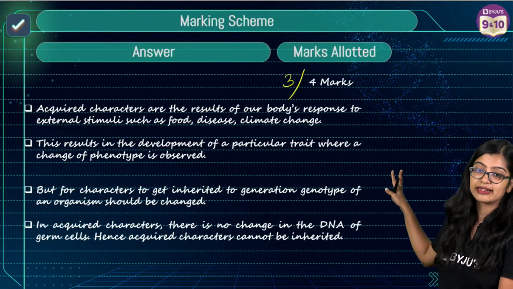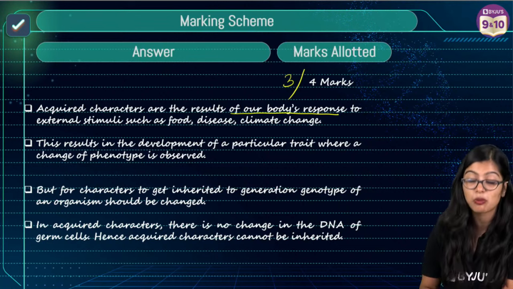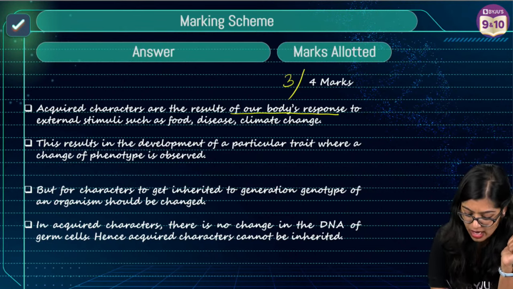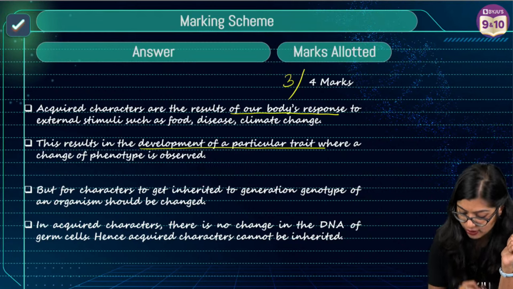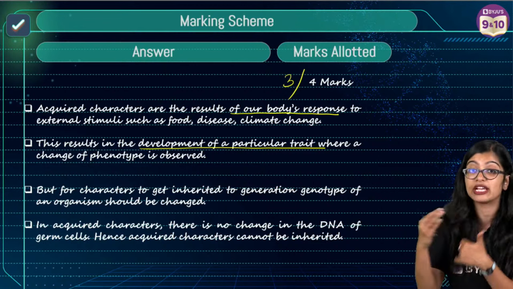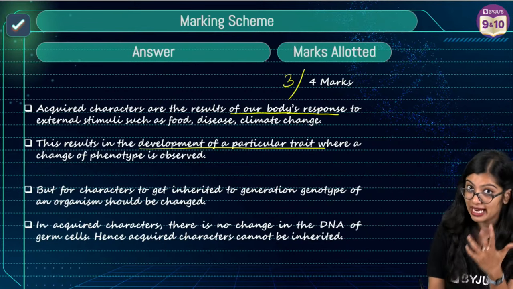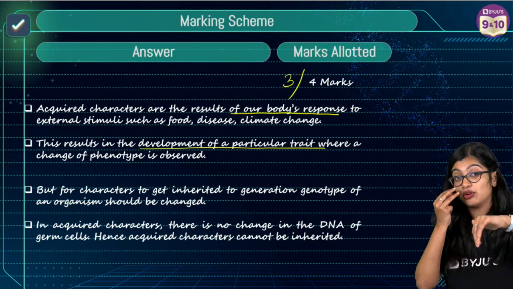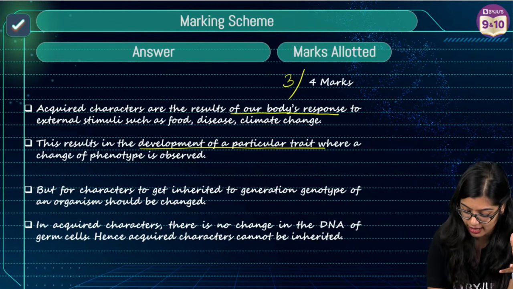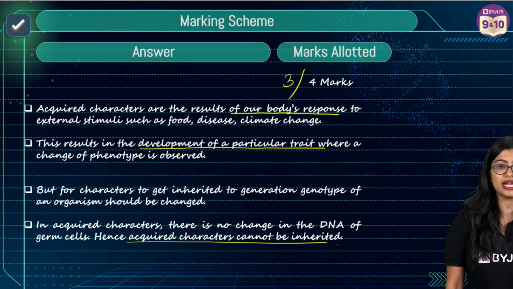So how would you start writing the answer? Acquired traits are a result of our body's response to certain changes, right? It could be climate, food, whatever it may be. Now, these result in the development of a particular trait, where a change in phenotype, a change in an observable feature, is observed, right? But for them to be inherited, the DNA should get changed. But in acquired traits, there is no change in DNA, right? And as a result, we see that characters cannot be inherited, right?